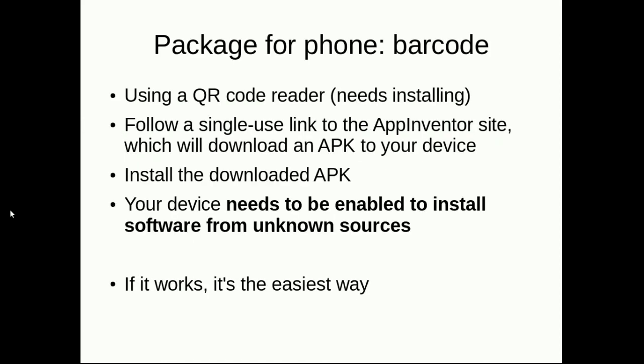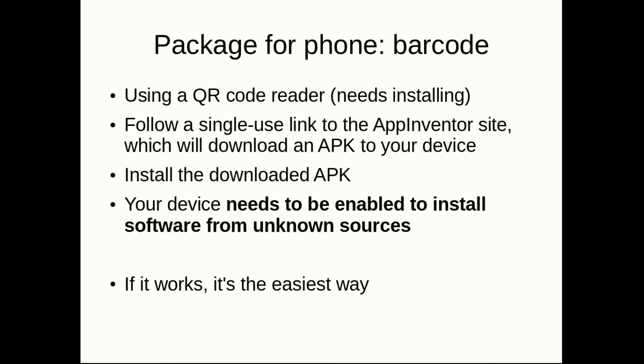The next option, package for phone barcode, what that does is it needs a QR code reader, so you need to install a QR code reader on the device that you're using. And then what you do is you follow a single use link to the App Inventor site, and that will download an APK to your device. You install the downloaded APK, and then your device is able to run the program, and the program exists on your phone, and that's fine.